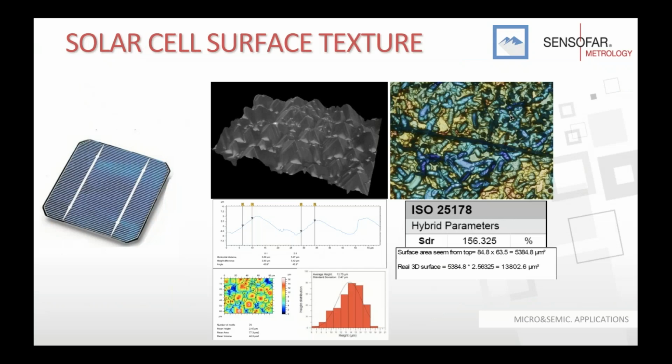For photovoltaics or solar cells, again, understanding what the real 3D surface area is allows us to understand the efficiency of the solar cell. SDR is an ISO 25178 parameter that allows us to understand how much surface area is actually collecting light.